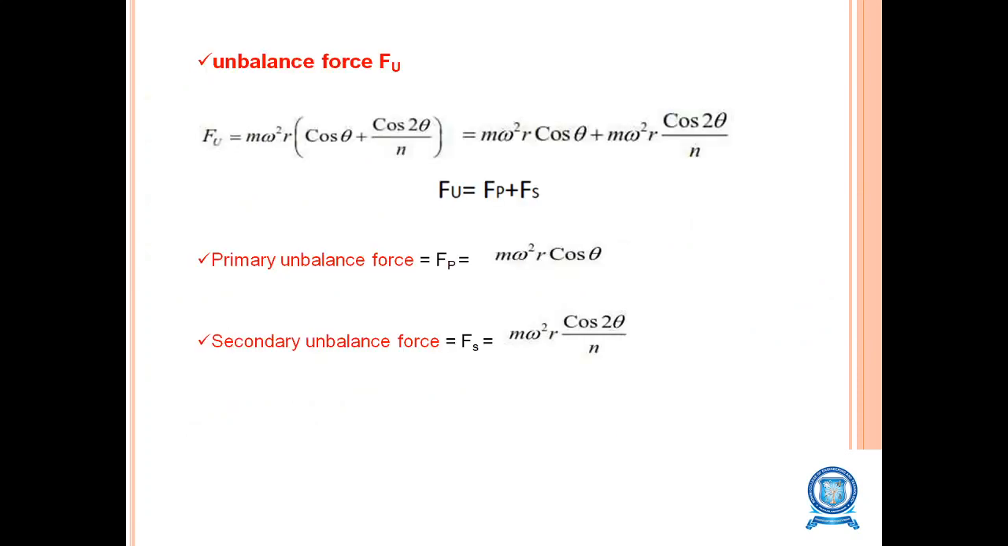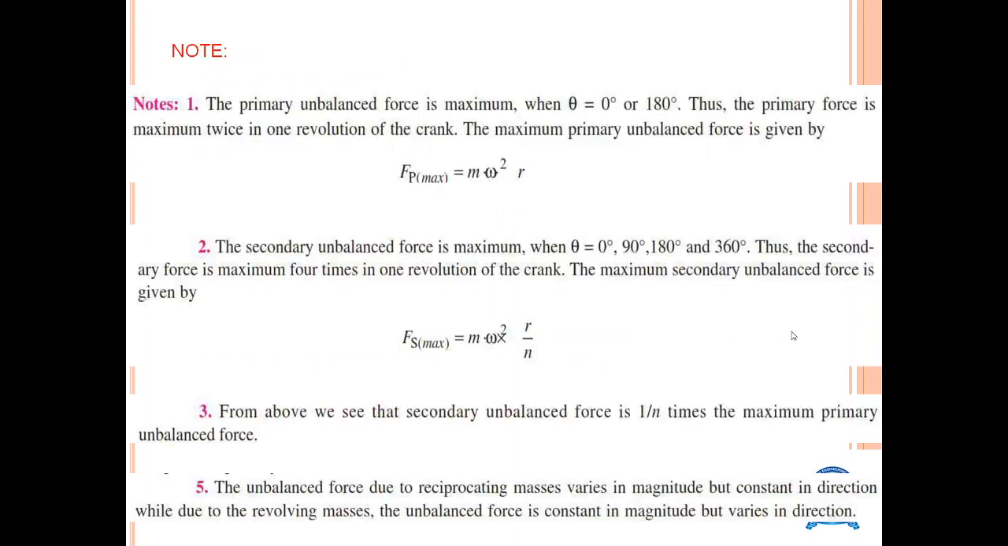Unbalanced force Fu equal to m omega square r cos theta plus m omega square r cos 2 theta divided by n. So, the ultimate force is Fp plus Fs, where Fp is the primary force m omega square r cos theta, and Fs is the secondary unbalanced force m omega square r cos 2 theta divided by n. Please note these points.